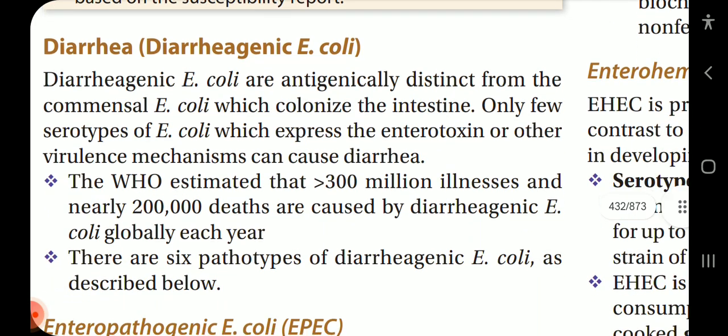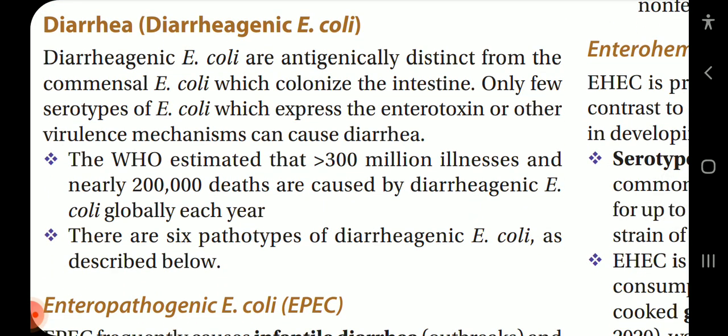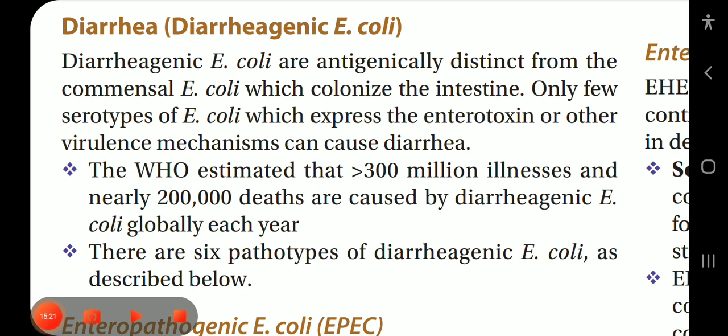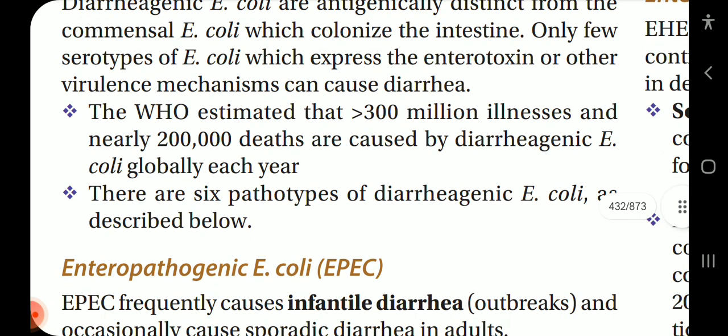Now, diarrheagenic E. coli. Diarrheagenic E. coli are antigenically distinct from the commensal E. coli, which colonize the intestine. Only a few serotypes of E. coli, which express the enterotoxin or other virulence mechanism, can cause diarrhea. The WHO estimated that more than 300 million illnesses and nearly 20,000 to 2 lakh deaths are caused by diarrheagenic E. coli globally each year.